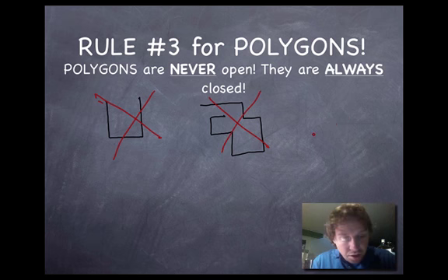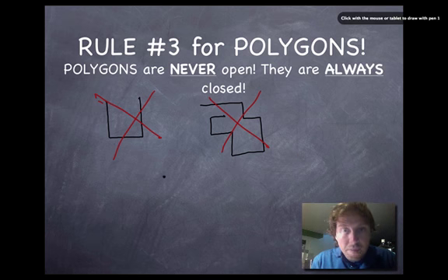All right, let's try one more. I'm going to try one that shows all three rules. So it's going to have a curved line or a wavy line, one that's not straight. It's going to cross somewhere, and it's going to be open. Ready? Let's see if I can do this.